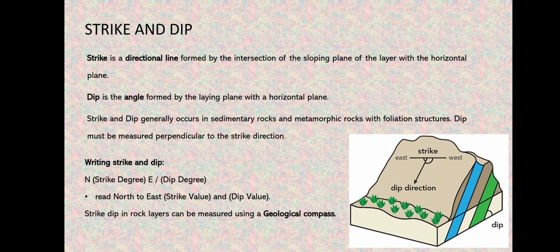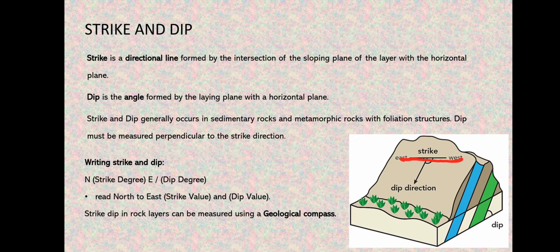Next is strike and dip. Strike is the direction of the line from the intersection of the planar plane with the horizontal plane in terms of north. A planar plane here is a relatively straight plane, and in this case, it is a muscular plane. We can see here in the figure. So strike is a horizontal direction like this, from east to west.